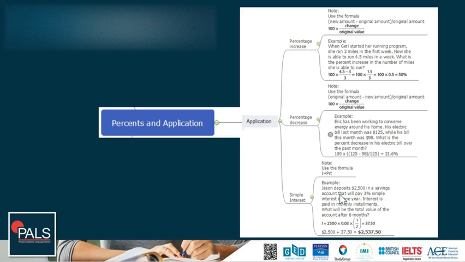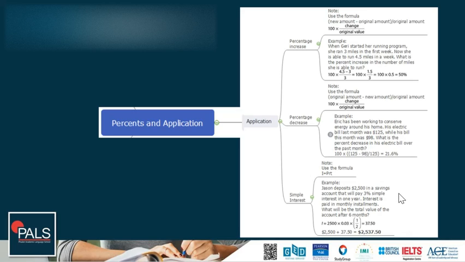For example, Jason deposits $2,500 in a savings account that will pay 3% simple interest in 1 year. Interest is paid in monthly installments. What will be the total value of the account after 6 months? So, the principal amount is $2,500. The rate is 3% per year. Then T is 6 months.